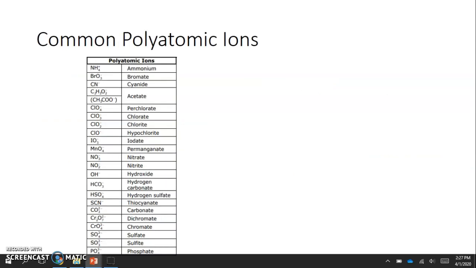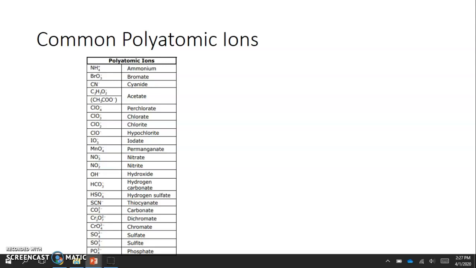Now here are your common polyatomic ions. These are the ones that you're going to be working with, but you don't have to memorize them. Okay, so these are the names of the polyatomic ions, and it also tells you their typical charges. So like ammonium, right there at the top, is NH4, and it's got a +1 charge.